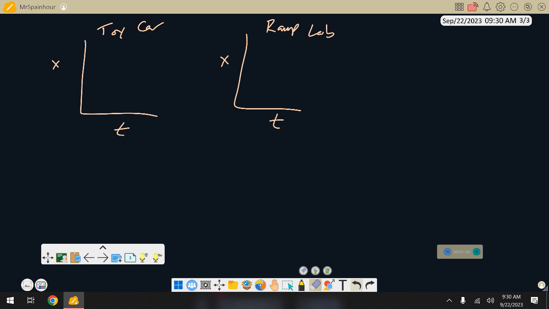All right. What does the car lab look like? Linear, correct. Why? Can you speak a little bit more to that? You're 100% right so far. Both X and T increase at a constant rate. That's probably the best way to put it, because that's what constant velocity means, right?